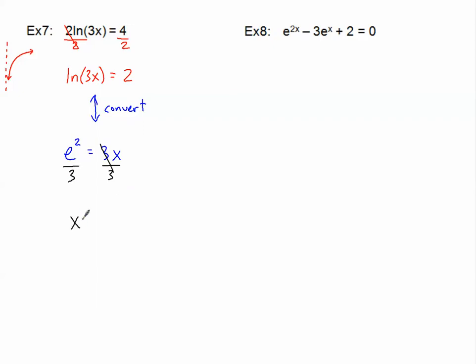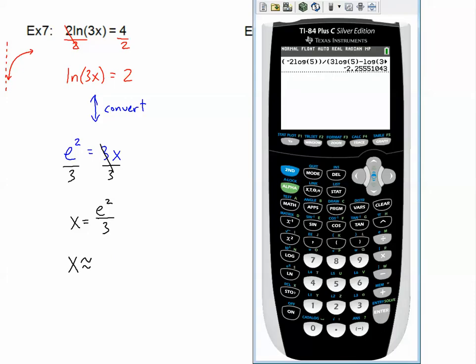Now to solve for x, all we have to do is divide by 3. And I'll have x is equal to whatever e squared divided by 3 is. So I'll plug that into the calculator and I'll get my approximation. So let's see what we have. E, if you don't already know, is hiding above the division button on this calculator. So I can say second E, and I'll raise that to the second power. And then I'll take that whole thing and divide by 3.